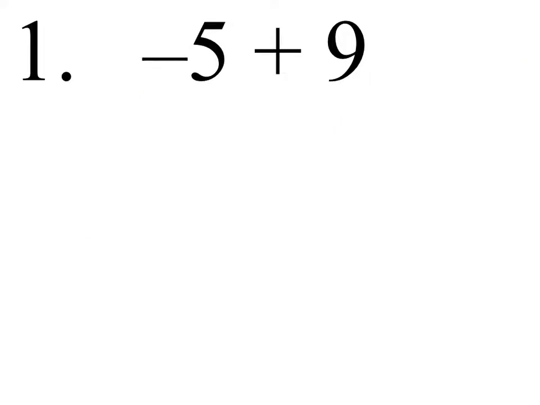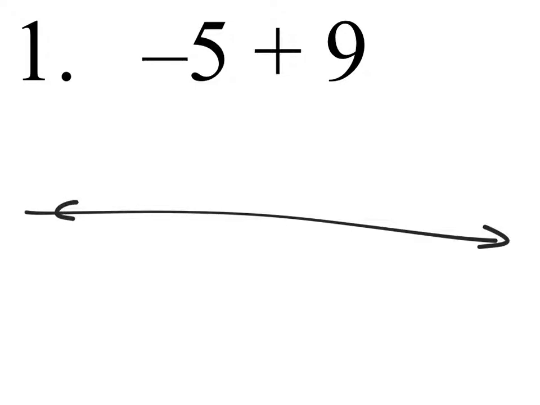Let's do this one using a number line. Now notice they didn't give us a number line on this, right? So we're going to have to make our own. So let's make ourselves a number line. I'm going to put 0 right here. 1, 2, 3, 4, 5 negative. That's a negative 5. Why do I want to start with negative 5? Because that's our first number right there. Negative 5. That tells us where to start.